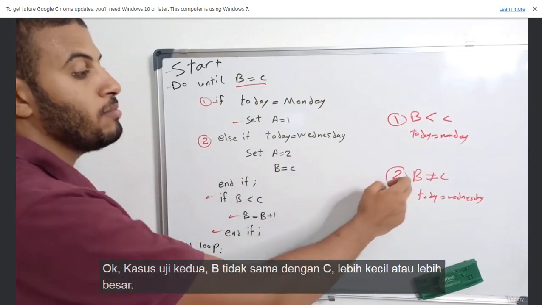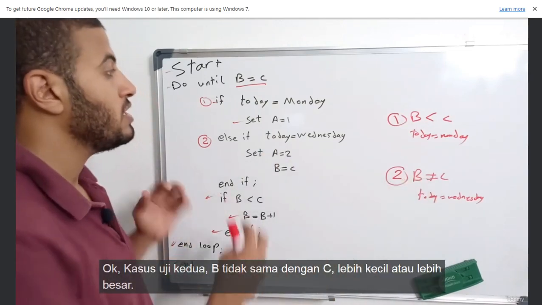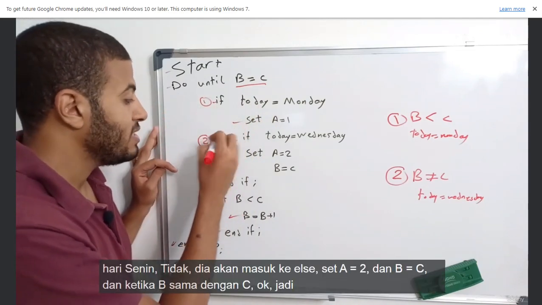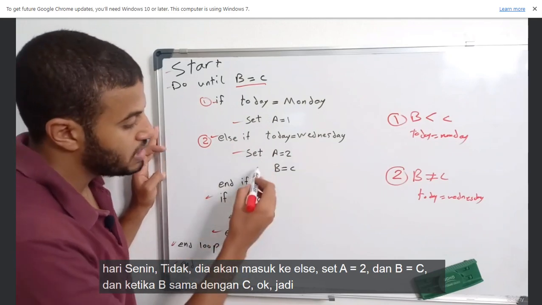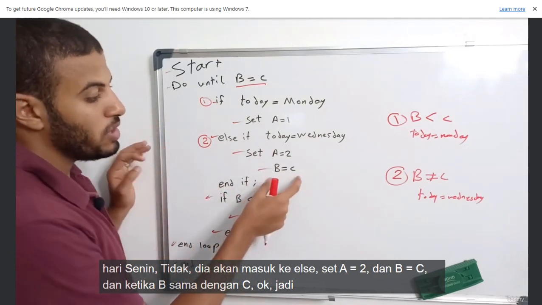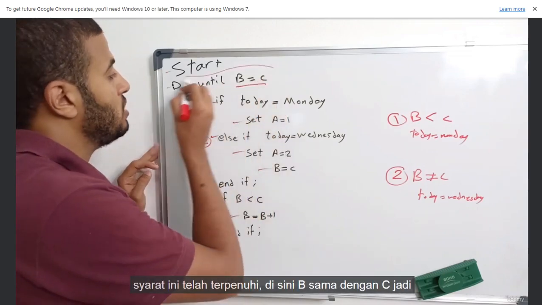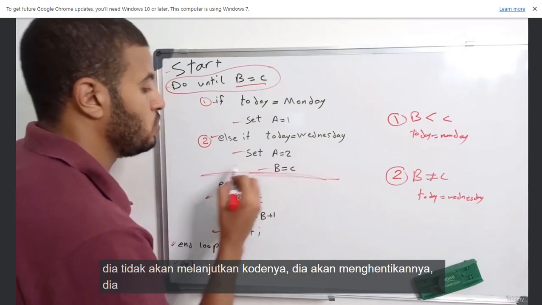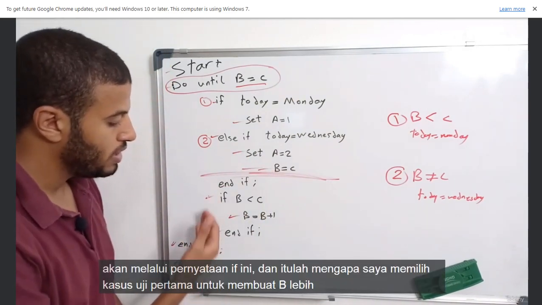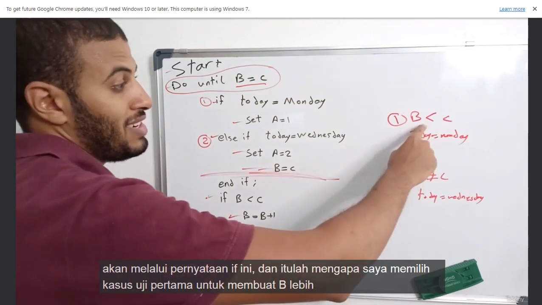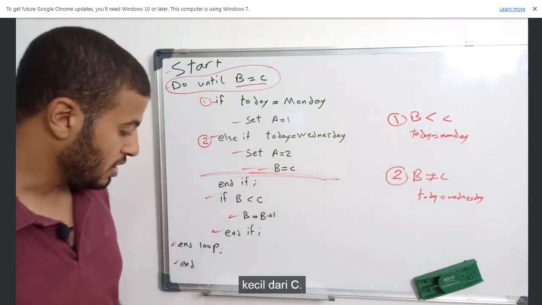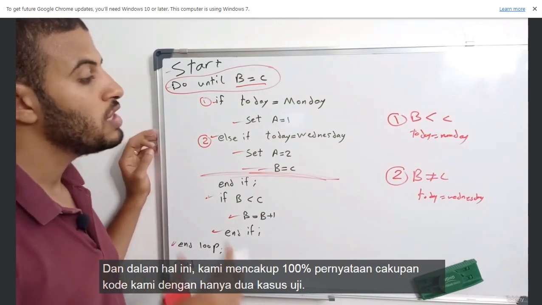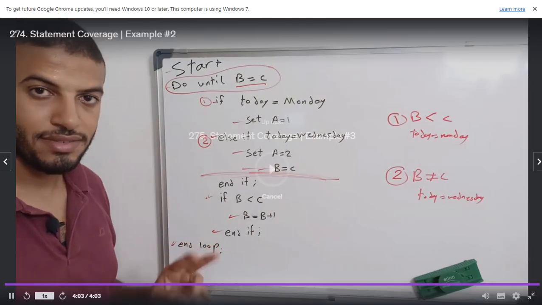The second test case, B is not equal to C, smaller or greater, then he will go through the code. Today equals Monday, no, he will go in the else, set A equals 2, and B equals C, and when B is equal to C, okay, so this condition has been met. Here, B equals C, so he will not continue his code. He will stop here. He will not go through this if statement. And that's why I chose the first test case to make B smaller than C. And in this case, we covered 100% statement coverage of our code with only 2 test cases.